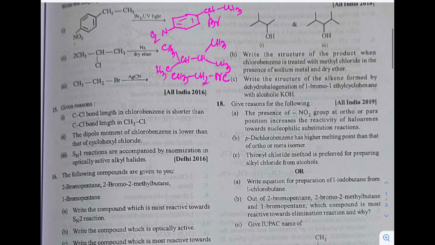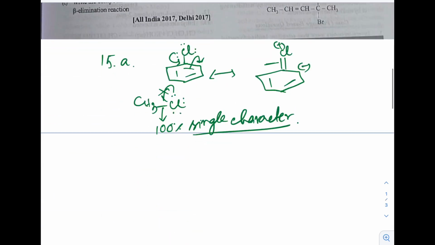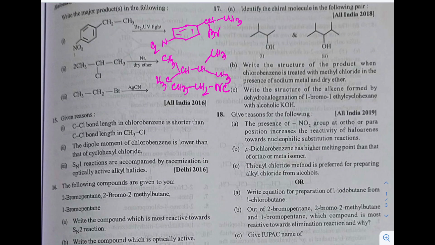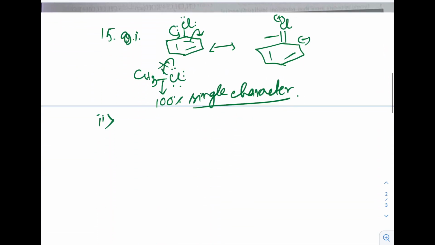Next we'll move to 15.2, question number 2. Give reasons. The dipole moment of chlorobenzene is lower than that of cyclohexyl chloride. This is a very important question. This is chlorobenzene and cyclohexyl chloride is this one.